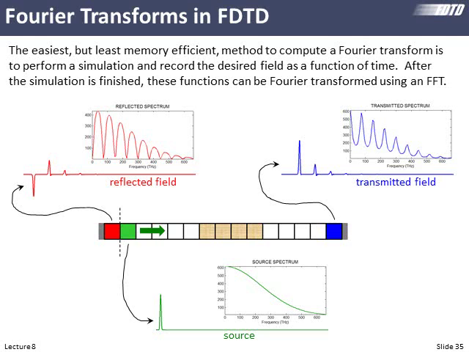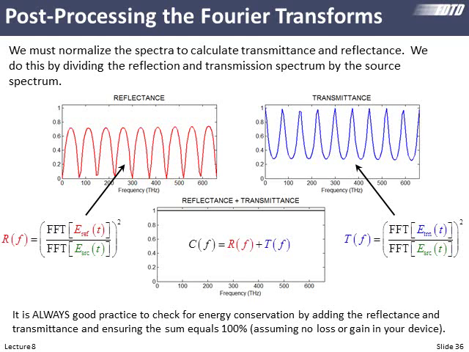The last thing: if we Fourier transform our reflected fields and transmitted fields, what we see is that they decay. This does not mean we have lower transmission and lower reflection. If we look at the Fourier transform of our source, we see that the source also rolls off at high frequencies. So our reflection and transmission are only rolling off simply because we have less power in the source at those higher frequencies. So we need to remove that artifact. We do that by dividing the reflection Fourier transform by the source Fourier transform, and the same thing on the transmission side. That essentially flattens out our reflectance and transmittance curves.